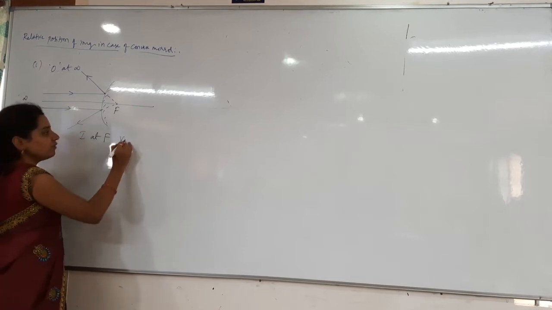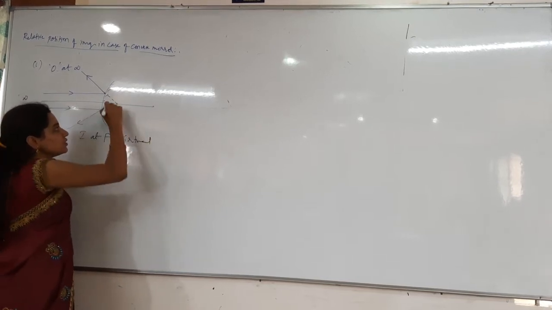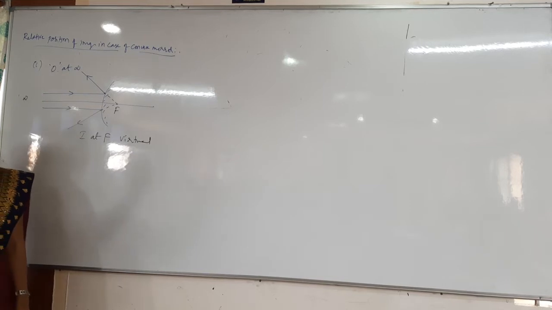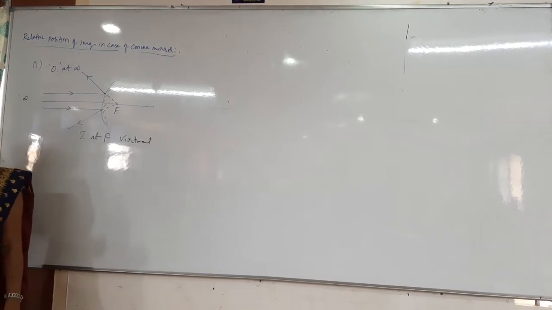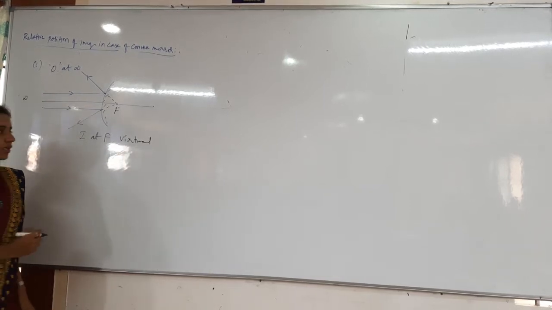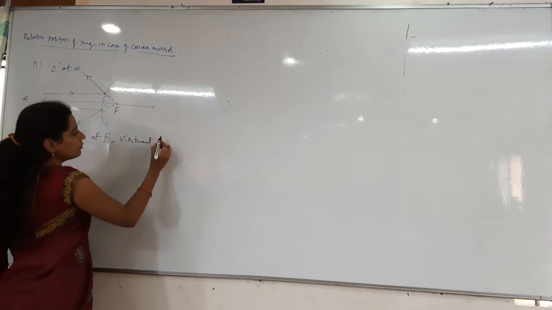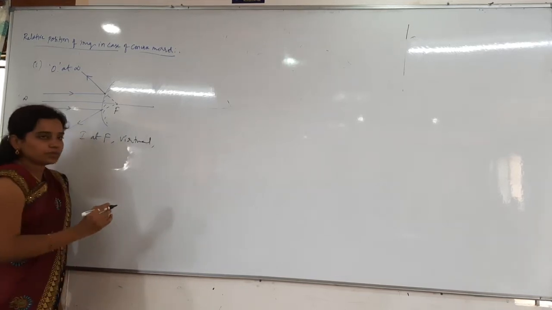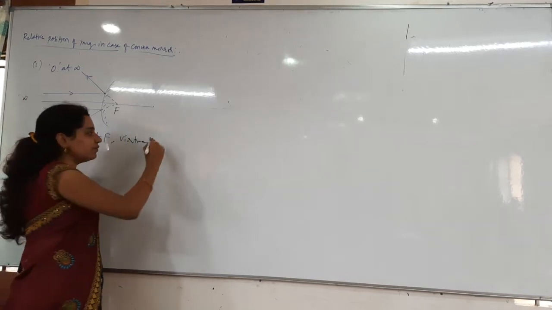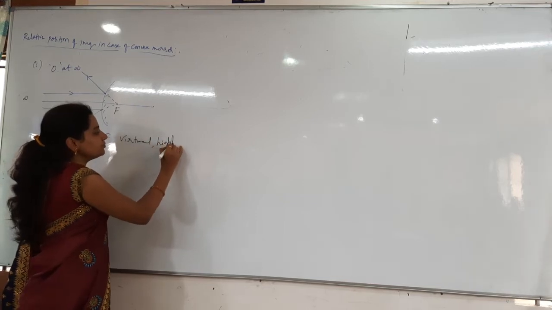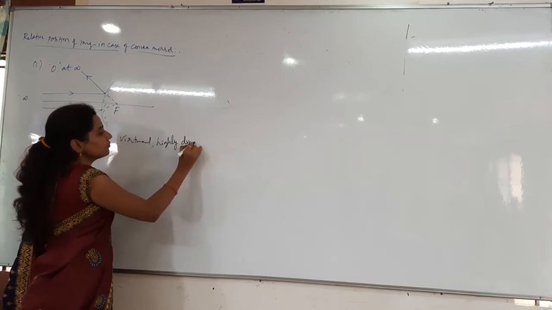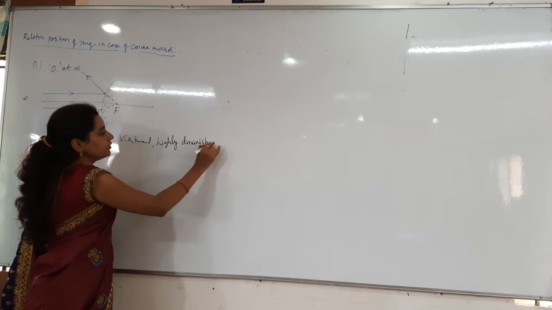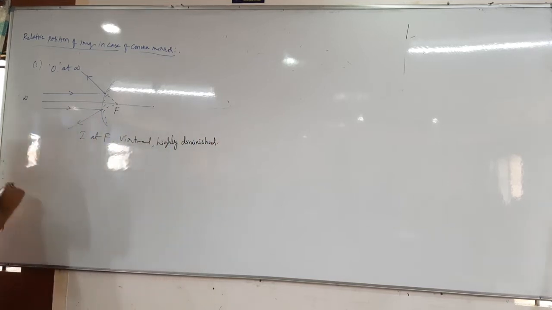And also which type of image, real or virtual? Virtual image. Why? Because after extension only we got the combination, nothing but after the extension only we got the intersection. So only that is a virtual image. And also this one, what can I say, enlarged or diminished? Diminished, that will be highly diminished.